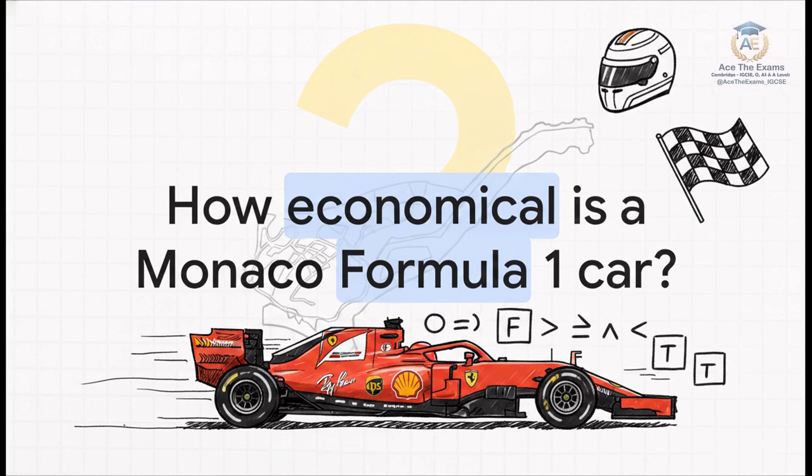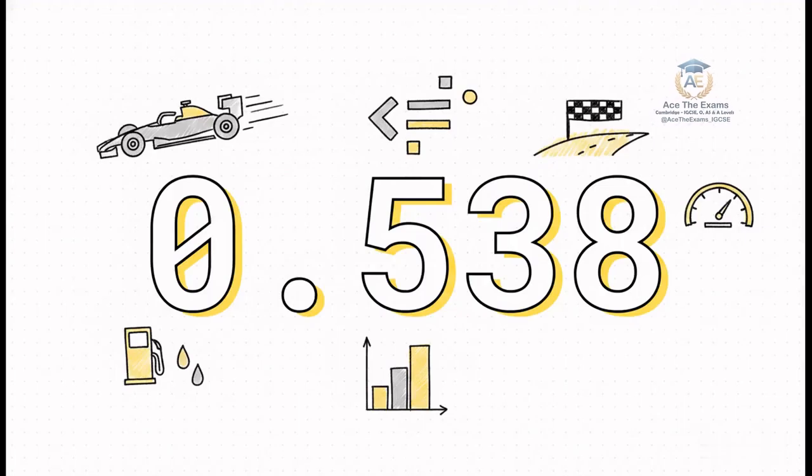Ever wondered how economical a 2017 Monaco Formula One car actually is? I mean, the 2017 Monaco Grand Prix was won by Sebastian Vettel in a Ferrari. But here's the thing. Vettel couldn't just put the pedal to the metal the whole time. His fuel management was strictly governed by real-world mathematical inequalities. Here's the math on that.